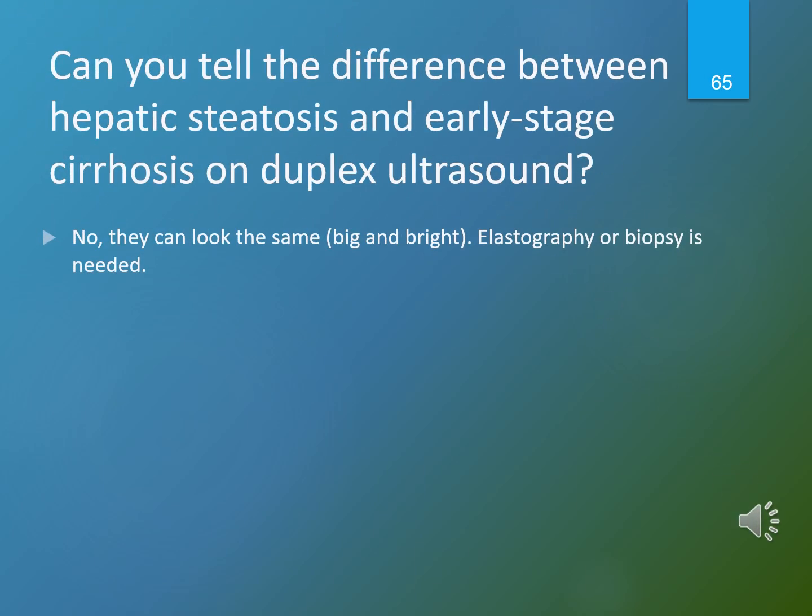Touched on this already earlier, but can you tell the difference between hepatic steatosis, so that fatty infiltration, and early stage cirrhosis on duplex ultrasound? No, they look the same. They're both big and bright livers. Elastography or biopsy is needed to determine if that patient's liver has moved into cirrhosis.